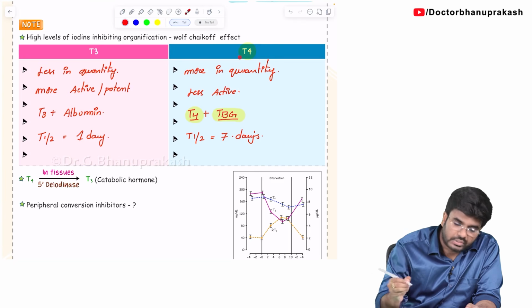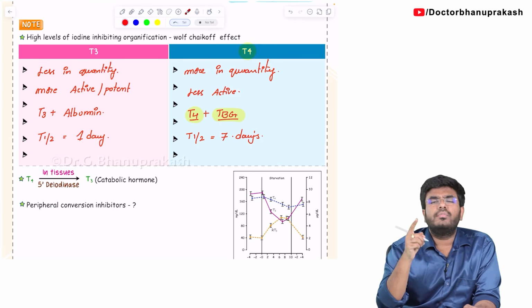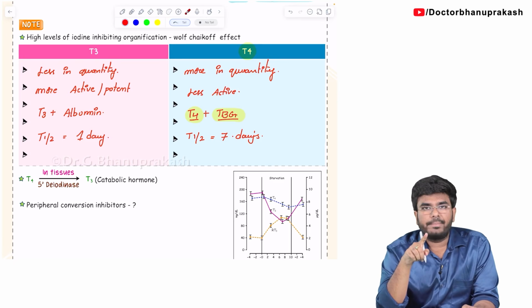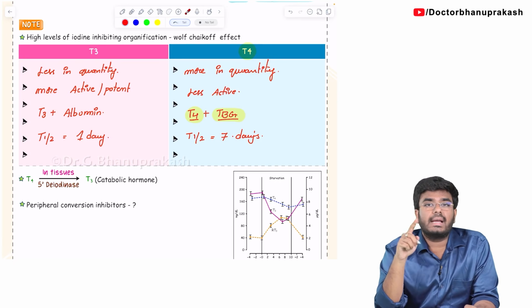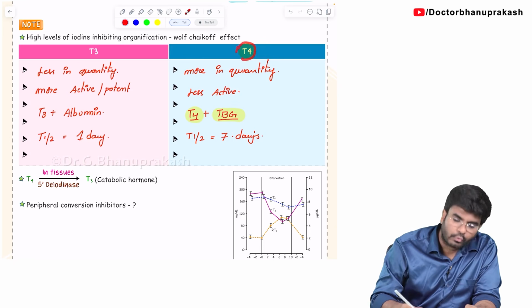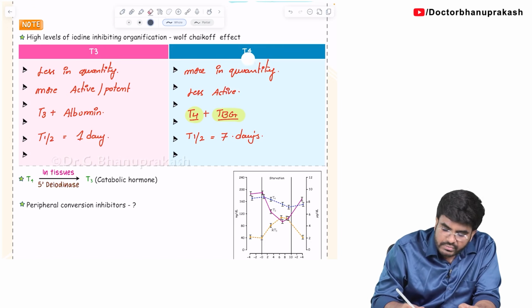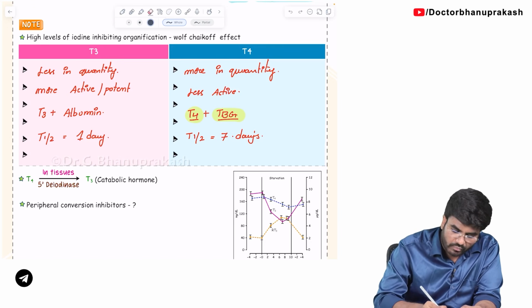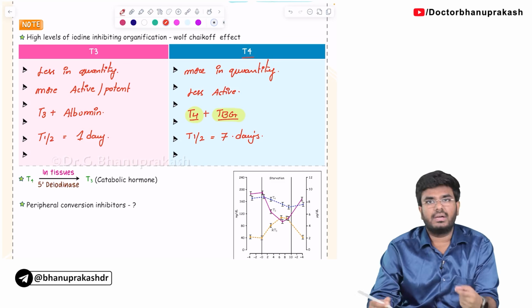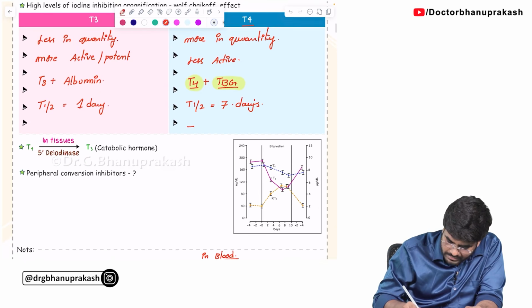And many books say that it's the T4 which gives the negative feedback. So which hormone mainly gives the negative feedback for the release of TRH and TSH? The one who gives the main feedback is T4. T3 can also give negative feedback, but it's the T4 which gives the main negative feedback. If you have to pick one answer, it's the T4.